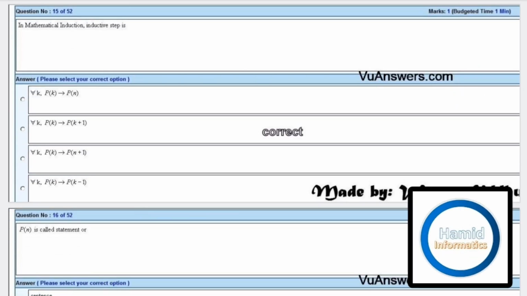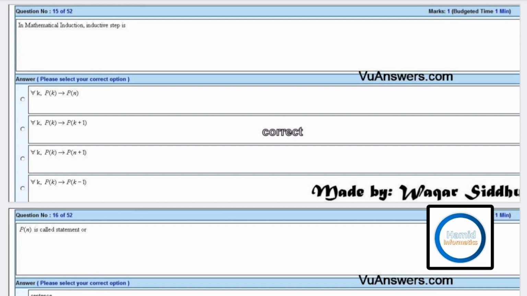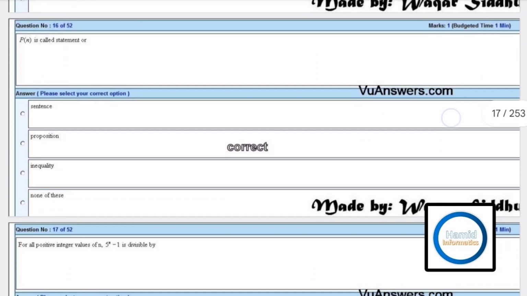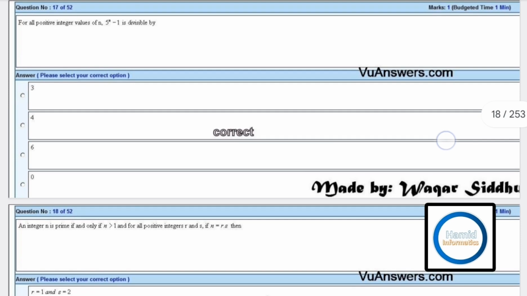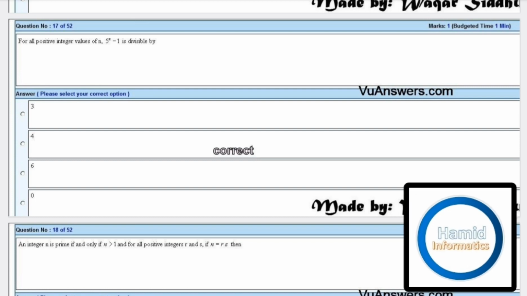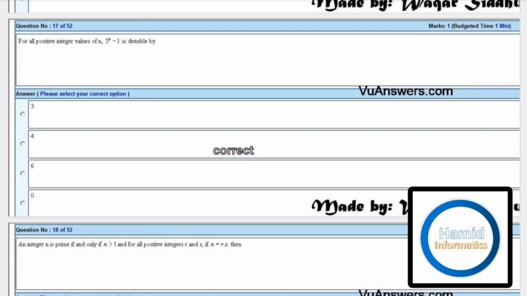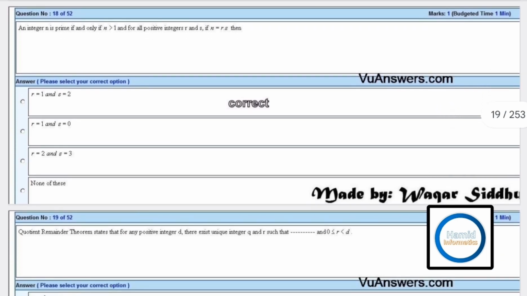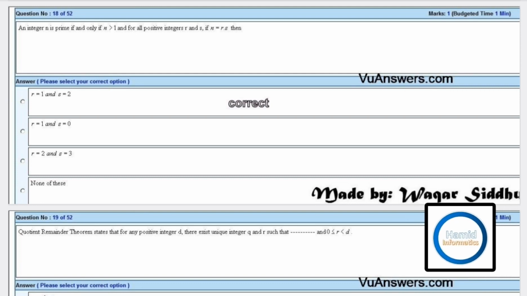And the next one is in mathematical induction inductive step is second one for all k, P of k implies P of k plus 1. P of n is called statement or proposition. Next one is for all positive integers values of n, 5 power n minus 1 is divisible by 4. Next one is an integer n is prime if and only if n is greater than 1 and for all positive integers r and s if n is equal to r dot s, then r is equal to 1 or s is equal to 1.